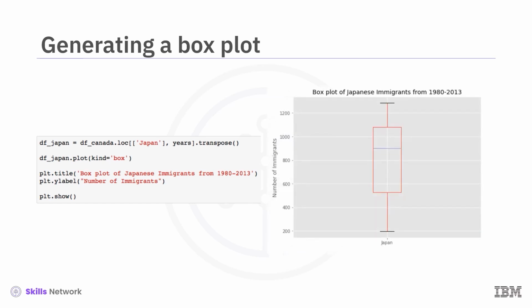And there you have it, a box plot that provides a good distribution of Japanese immigration to Canada from 1980 to 2013. From this plot, we can verify that there are no outliers in this data. Also, we can see that the median is closer to the top, indicating more data concentration in the upper half.